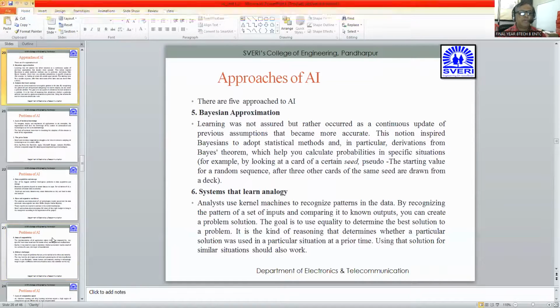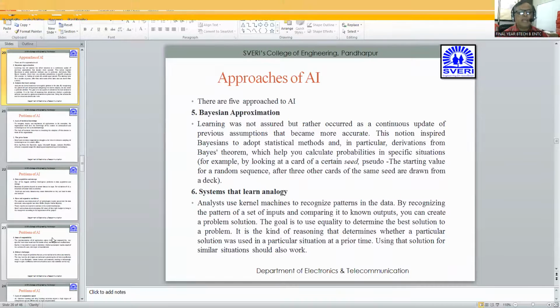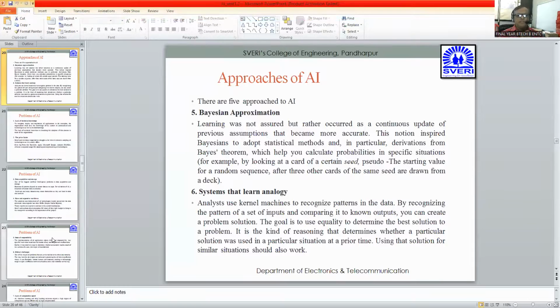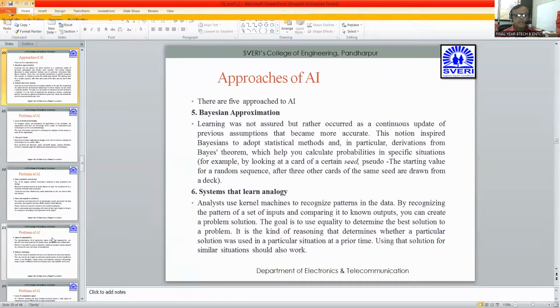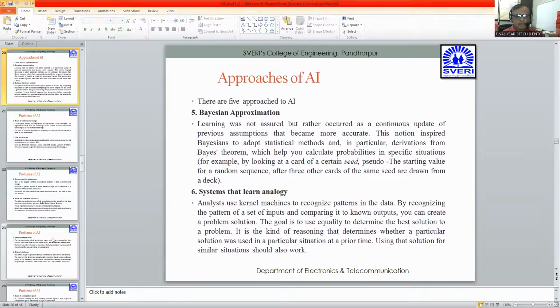And then the Bayesian approximation is completely based on the Bayes theorem, and that helps you calculate the probabilities in specific situations. That is the most important thing about Bayesian approximation. It is also called the probabilistic algorithm. Then the system that learns analogy. There are two things here: by recognizing the pattern of the inputs and comparing it to the known outputs, you can create problem solutions, and using that solution for similar situations should also work. So these are the five approaches of AI.